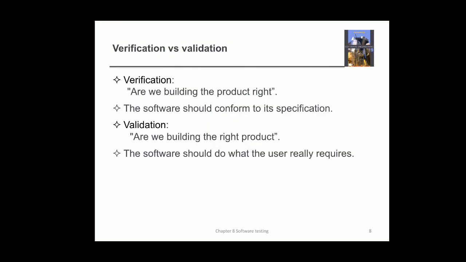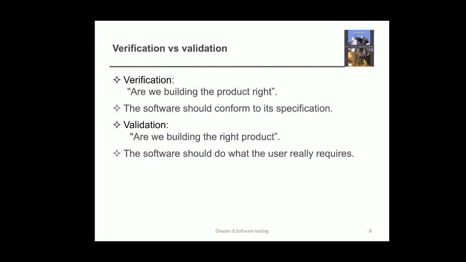Now let us see the difference between verification and validation. What is verification and what is validation? Verification is a process wherein we are checking, are we building the product right? How we are building the product? By looking at the specification. That is, the software should conform to its specification. When we have developed the application by considering the specification, then we check whether everything is according to the specification, and if it is so, then we say that everything is working fine.